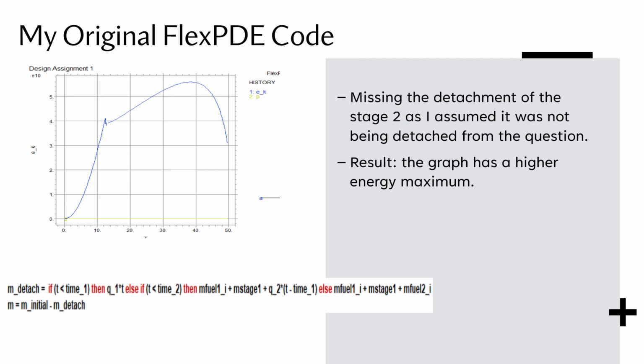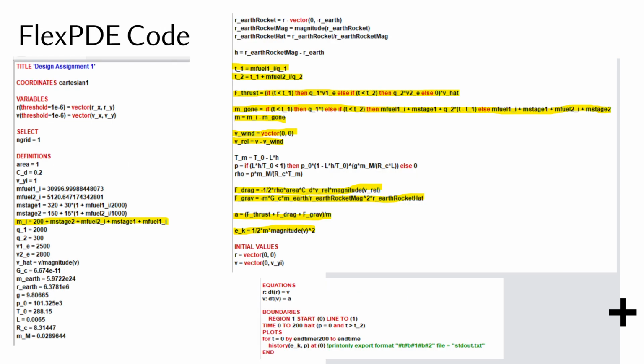For the FlexPD code, we all attempted it on our own and we compared our results. So initially, this was my code and this was the graph I was getting. When reading the problem statement, I misunderstood that only stage 1 would be detached. Therefore, it yielded a slightly different value, which still had a significant difference as seen here. Although my code was not really used for the final code, there were a lot of similarities as I used the same method to solve.